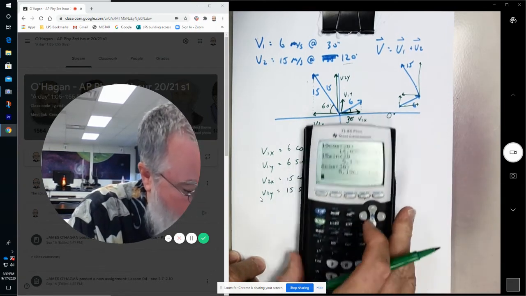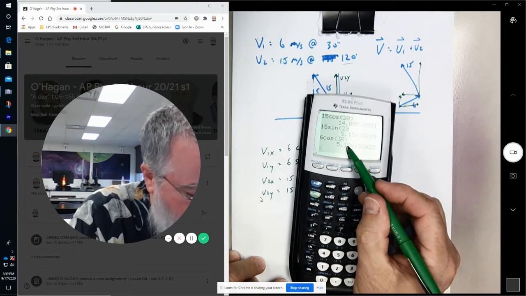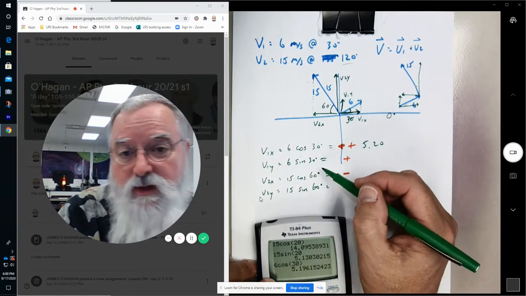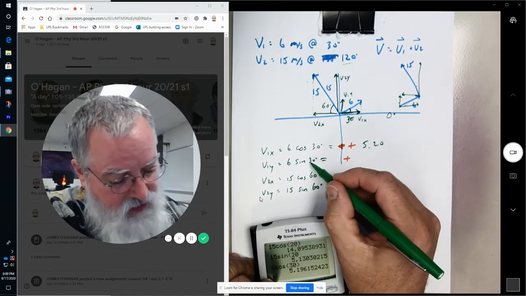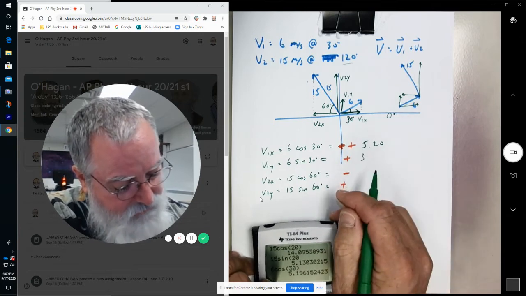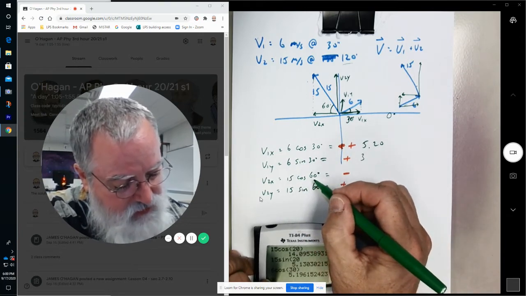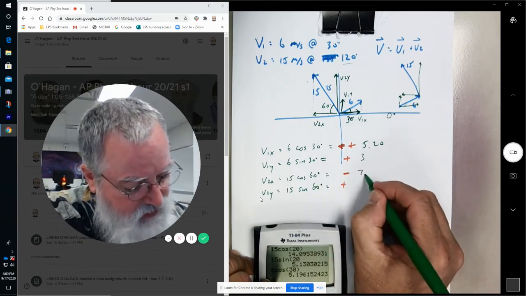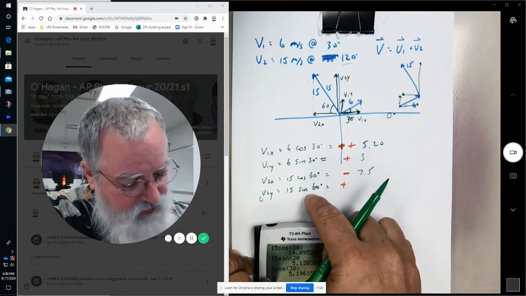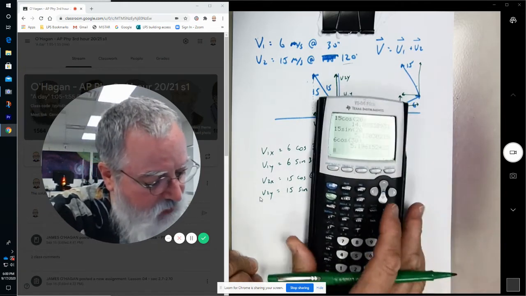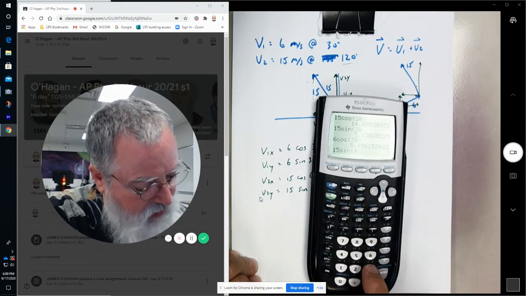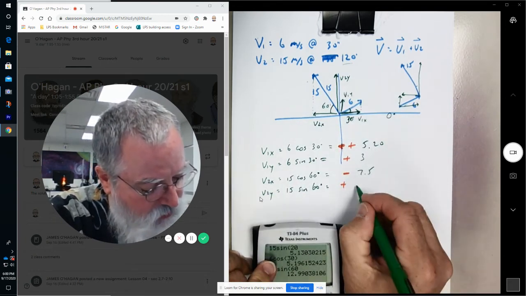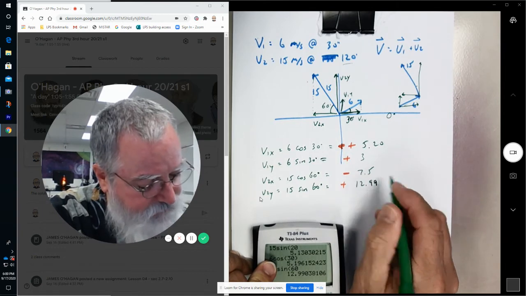5.20. And remember, I'm just rounding. There's a 6 after the 9, so the 9 becomes a 10. That makes it a 2. All right, 6 sine 30, I can do this one on my own. 6 sine 30, because sine 30 is a half, so this ends up being 3. 15 cosine 60, well, I can do cosine 60 because that's a half as well, so that's going to be 7.5. And then 15 sine 60, I can't do that one. So 15 sine 60 ends up being equal to 12.99. All right, so this is 12.99.